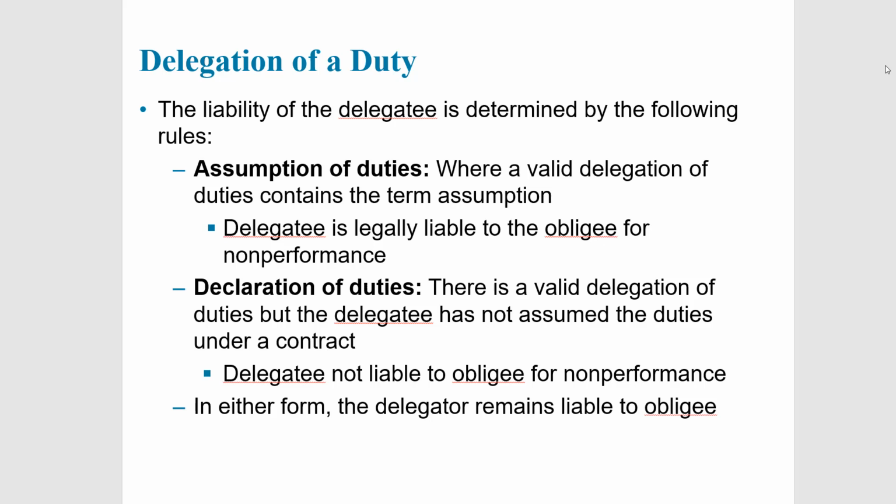In either one of these forms, the delegator, the original party, remains liable to the obligee. For that reason, in a lot of modern contracts, we don't see this type of delegation happen because there are too many parties on the hook. I mean, it does happen sometimes, but generally the better idea is if I need to delegate a duty to somebody else, we might just terminate one contract and create another contract naming the third party, just to avoid some of the complication.